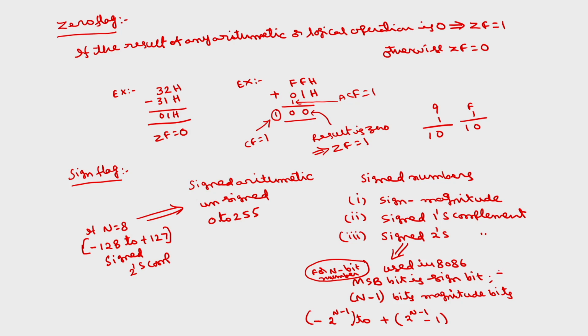So, for negative numbers, MSB is 1. For positive numbers, MSB is 0. So, this is the range of 8 bit numbers in signed 2's complement representation. Now, here the sign flag: if the result of any arithmetic operation is a negative number, meaning MSB bit is 1, then the sign flag will be set, otherwise the sign flag is reset.